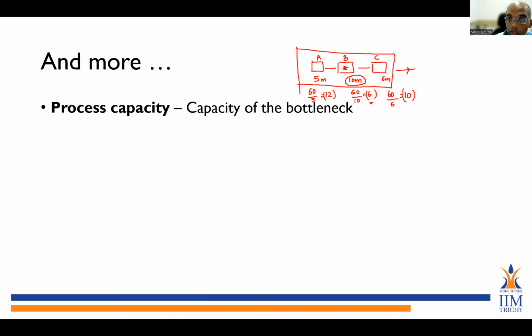Now, because B has a capacity of 6, we can say that the capacity of the entire process that we have given over here is going to be just 6 units per hour, right? This is what our process capacity is going to be.